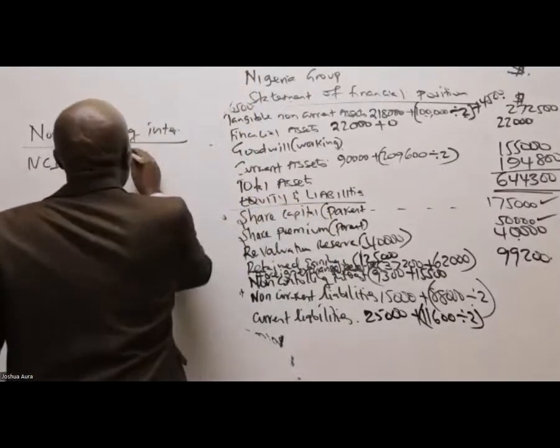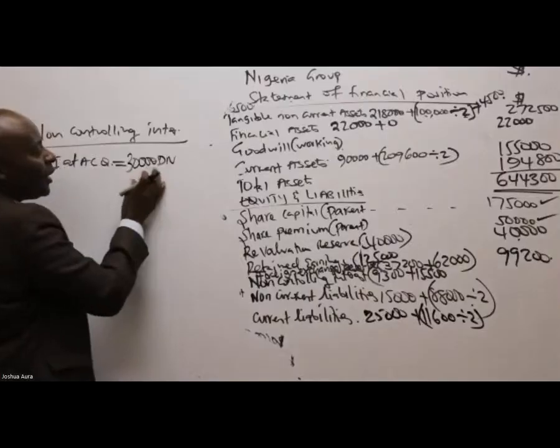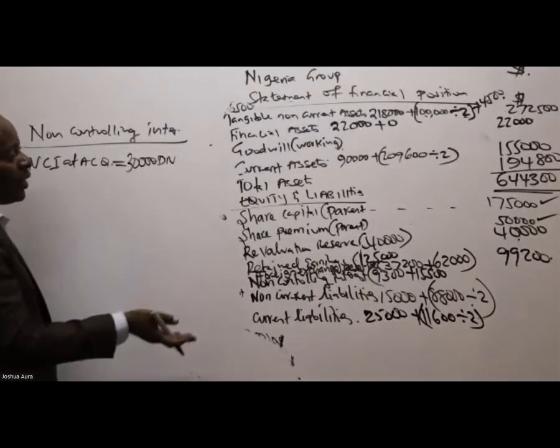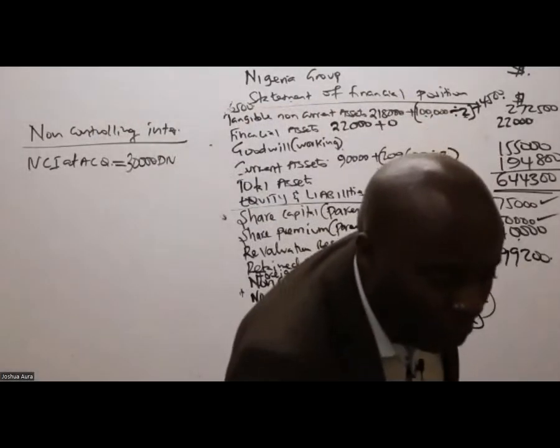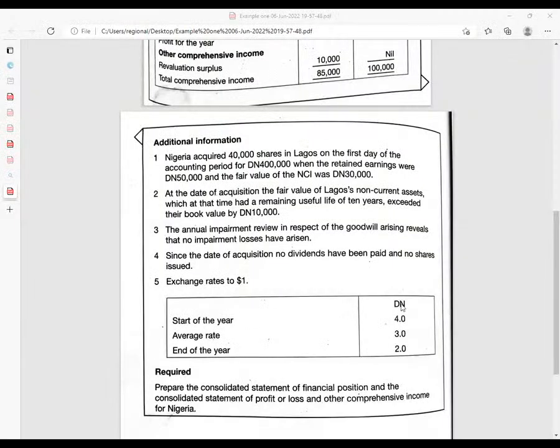But now remember that this 30,000 is in foreign currency, DN. I need to retranslate this. Of course I know I am dividing, so what should I divide this with? Should I divide with 2 or 4? It can't be the end of the year. It has to be at the start of the year when I was acquiring.